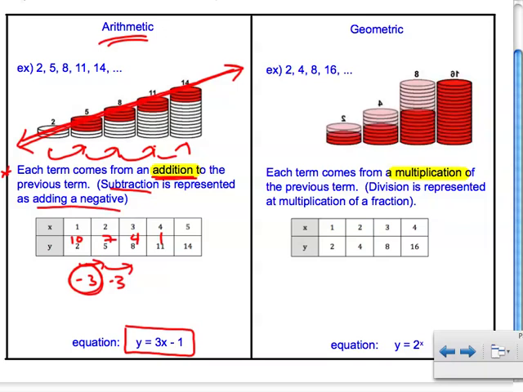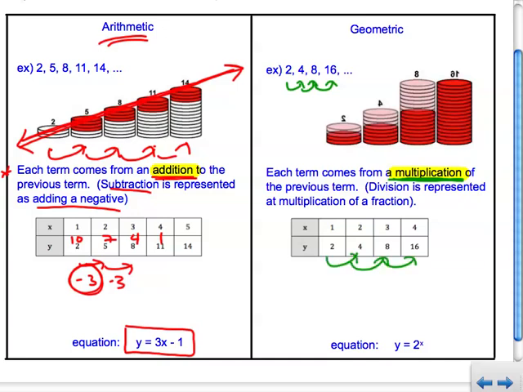Okay? So what is the difference here in a geometric term, or geometric sequence? Here we have 2, 4, 8, 16. You might notice that instead of just a constant addition, we're looking at multiplying each term by some constant to get to the next one. In this case, it's times 2. Okay, 2 times 2 is 4, 4 times 2 is 8, 8 times 2 is 16. The general idea here is that each term comes from a multiplication to the previous term.